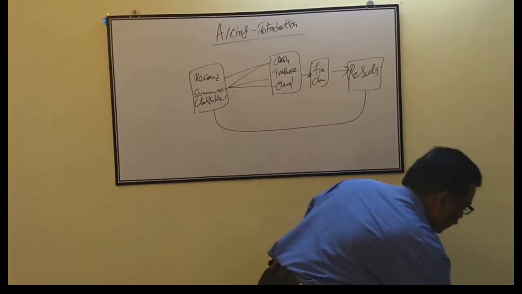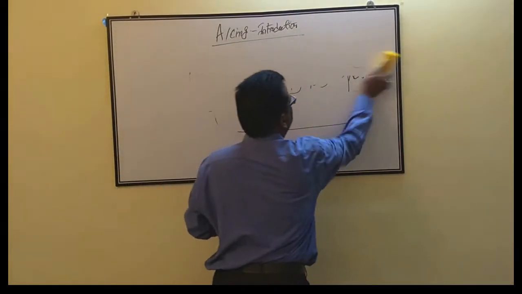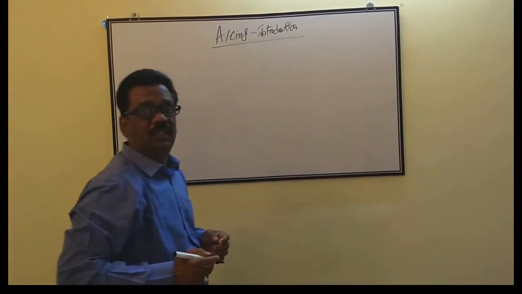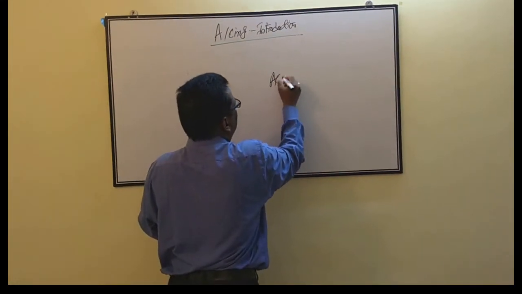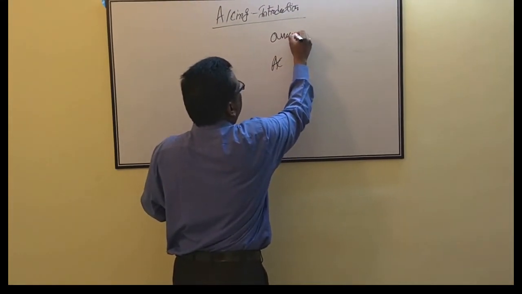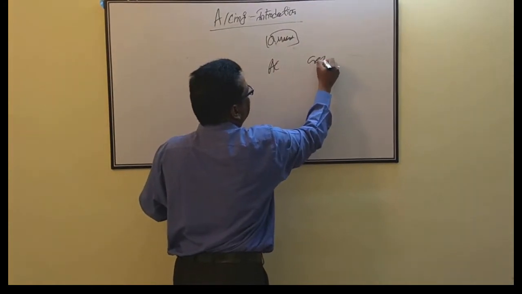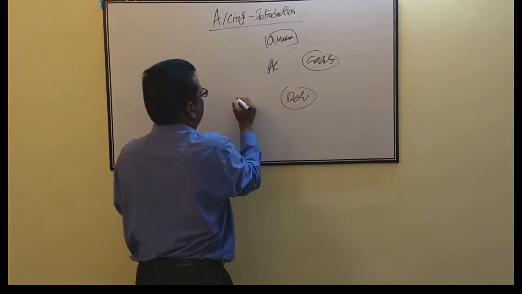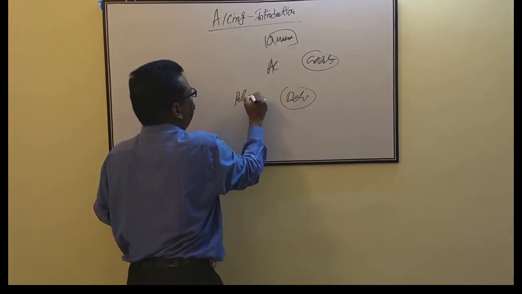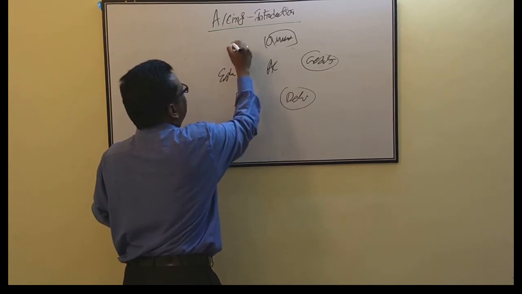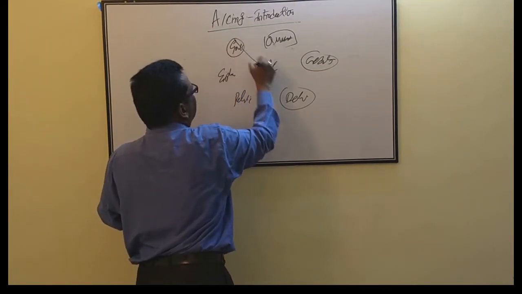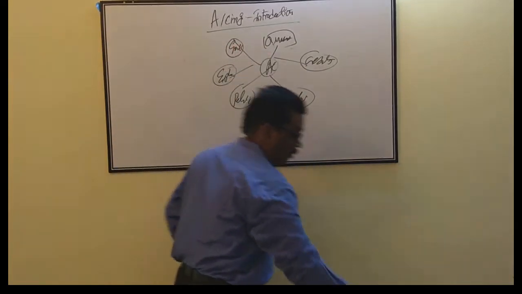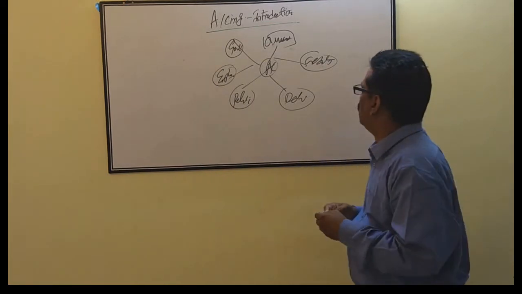Now, the parties involved in accounting are called accounting stakeholders. The stakeholders of accounting are owners, creditors, debtors, public, employees, government. Let us have an idea on these.